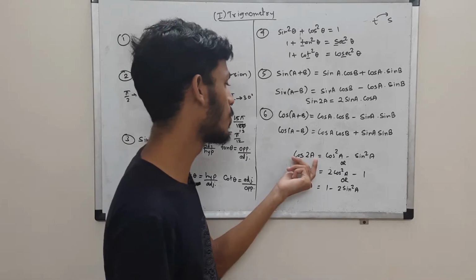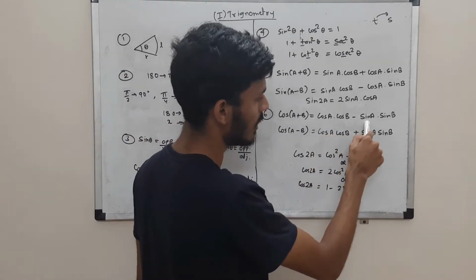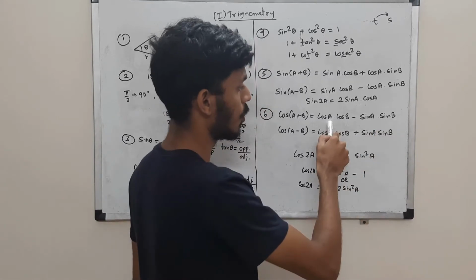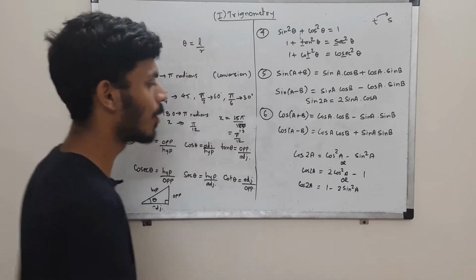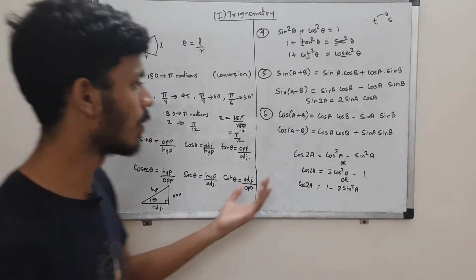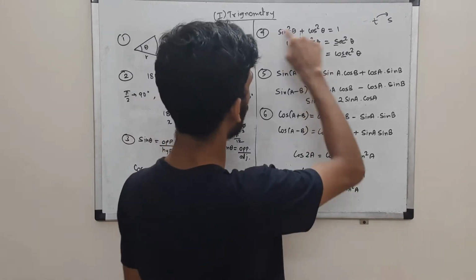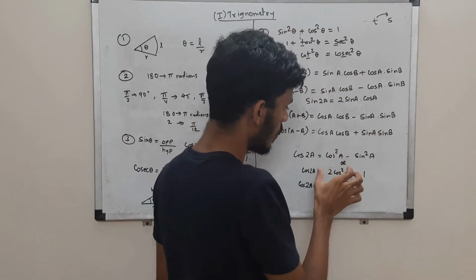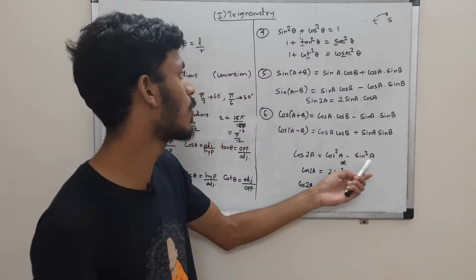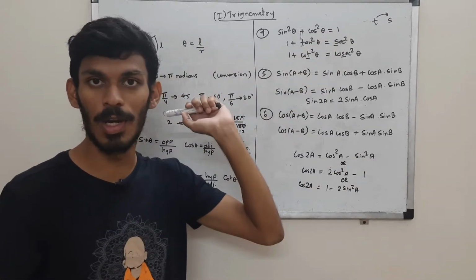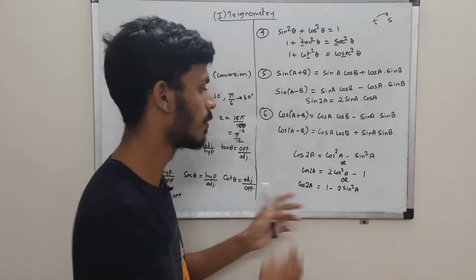Similarly, cos 2a you can find by substituting b as a. So this will be cos a cos a minus sin a sin a, which is cos square a minus sin square a. You can also find it in terms of cos only or sin only. For that, you just use the first identity. If you want it in terms of cos, substitute sin square a as 1 minus cos square a, so all of your answer will be in terms of cos.